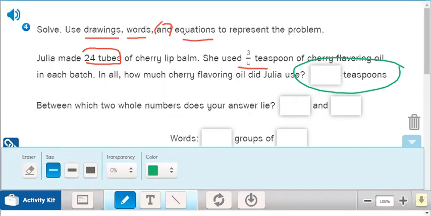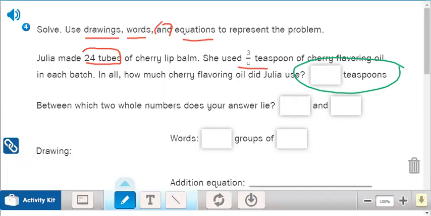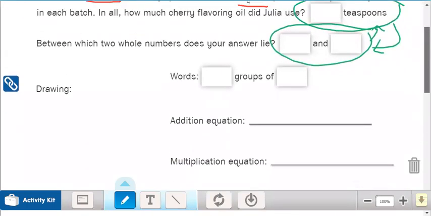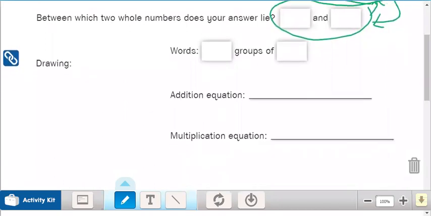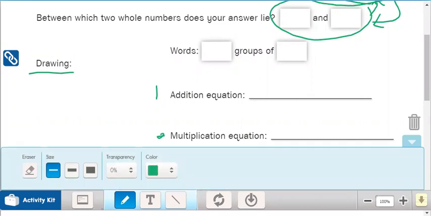Okay, so between which 2 whole numbers will your answer lie? That seems confusing right there. After we know the answer to this one, that's when we can figure out this answer. So we're just going to skip that part. I know that seemed a little confusing, okay? And just like the other equations, we've got our drawings, we've got our additions, we've got our multiplication here that we need to solve by the end. That is our goal today.